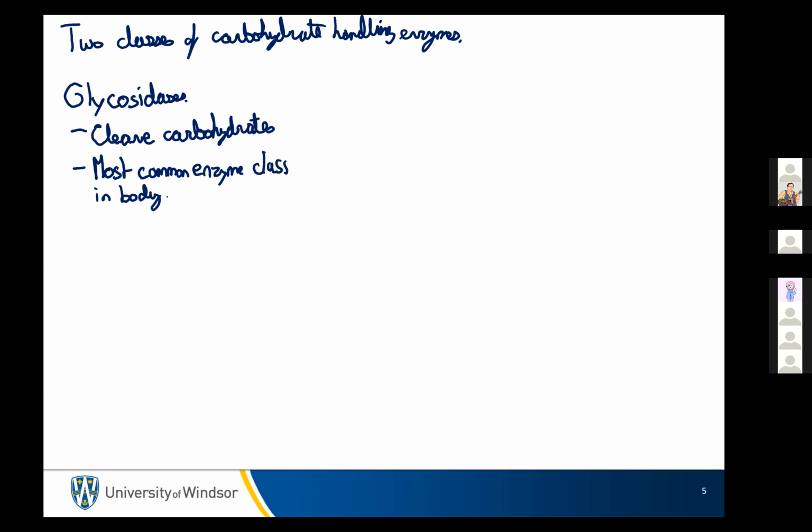And I need to be careful what I mean by common. It's not that they have the most number of different enzymes. It's that if you count up all the biomass of all the enzymes in your body, there are more glycosidases than anything else. More of your enzyme biomass in your body are glycosidases than anything else, which reminds us that we are essentially machines built to process sugar and reproduce.